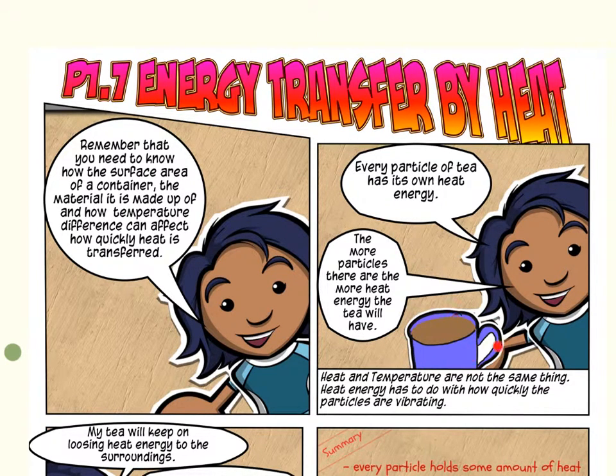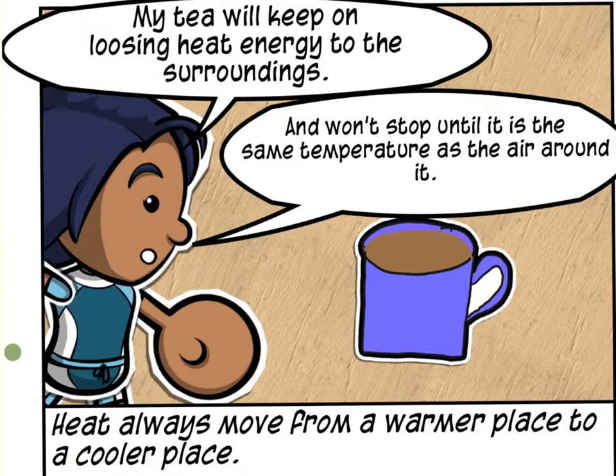The hot drink shown in the photo contains energy. The hot drink will cool down because energy is going to move from it to the surrounding area. The cup of tea will keep on losing heat energy to its surroundings, and it won't stop until it is the same temperature as the air around it or the same temperature as the mug that is holding it.